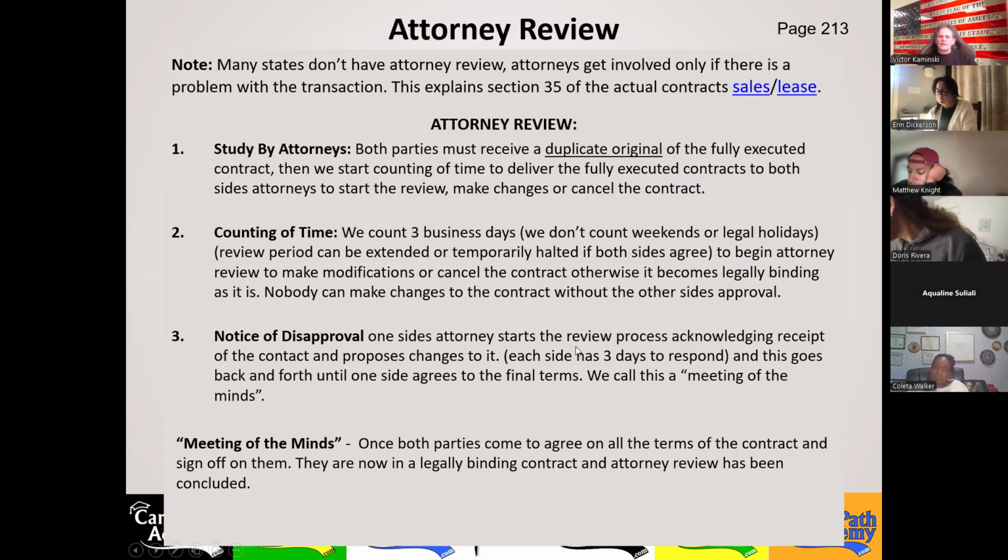One attorney will draw out a letter and send it to the other that says, we are in receipt of your contract for the purchase of 123 Main Street. However, we disapprove of it in its current format. But if you agree to these following changes, then we could conclude attorney review. Sign here. And then they'll send that off to the other side's attorney. And then they got 3 days to respond. And it can go back and forth like this forever. It's just that each party has 3 days to respond to the last correspondence, right?